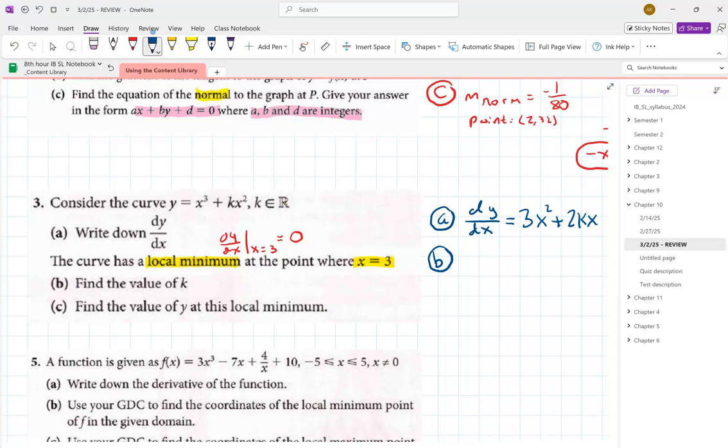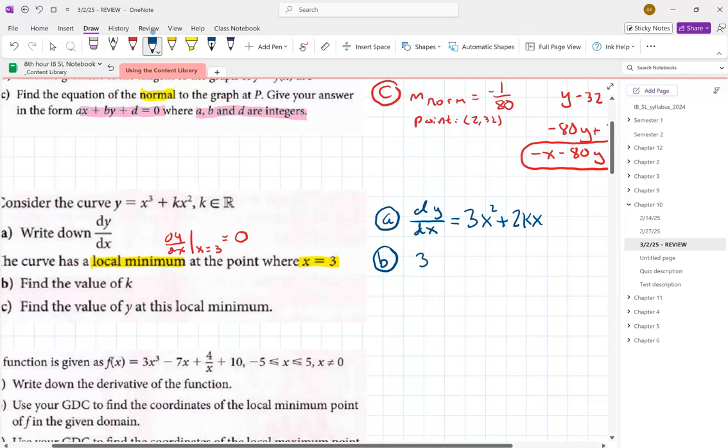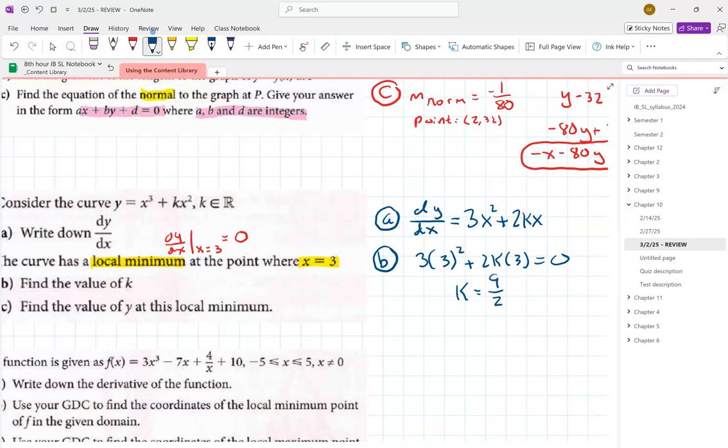So what are we going to do to find the value of k? Well, I'm just going to take my derivative, plug in 3, and set it equal to 0, because I know the derivative is equal to 0 when x is 3. Can you explain that one more time, why it's equal to 0? Is that just the way it is?